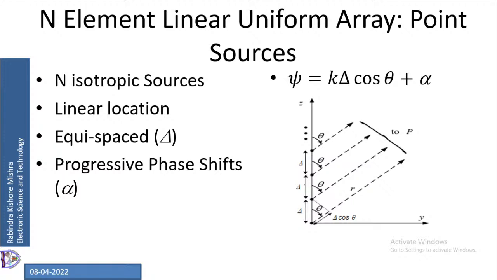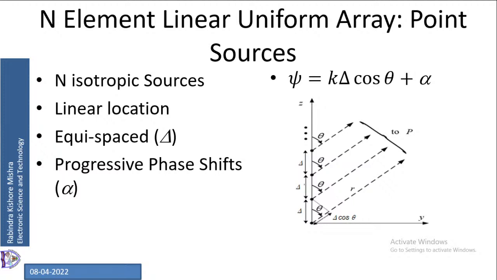They are pointed towards the observation point P, and you can find out the path difference between any two consecutive points is delta cos theta. So depending on that, psi is equal to k delta cos theta. Then plus alpha is the phase due to each source. So progressive phase. So that gives us psi is equal to k delta cos theta plus alpha.